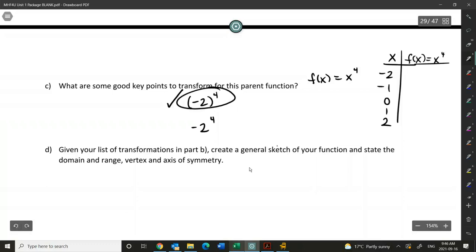So we want to make sure we're doing this, especially for all the negatives, put those brackets around. Okay, so if I put something to an even exponent, it's actually going to multiply by itself an even number of times. So all negatives become positives. So negative 2 to the 4 is 16. Negative 1 to the 4, positive 1. 0 to the 4, 0. 1 to the 4, 1. 2 to the 4, 16.